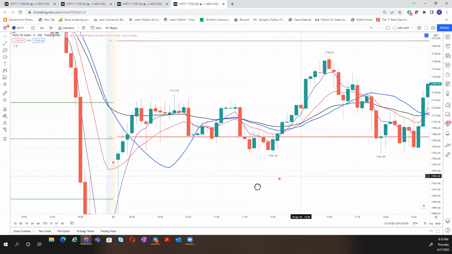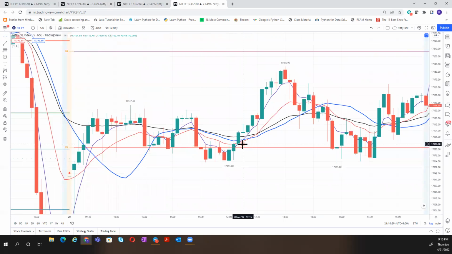Now your next ray generates here because the red and purple crossed about 20 here with this green candle. Now if you enter here with the stop loss below this 20 SMA, see here, you will have this much amount of money. And I'm not taking this trade. I'm talking only about SMA.